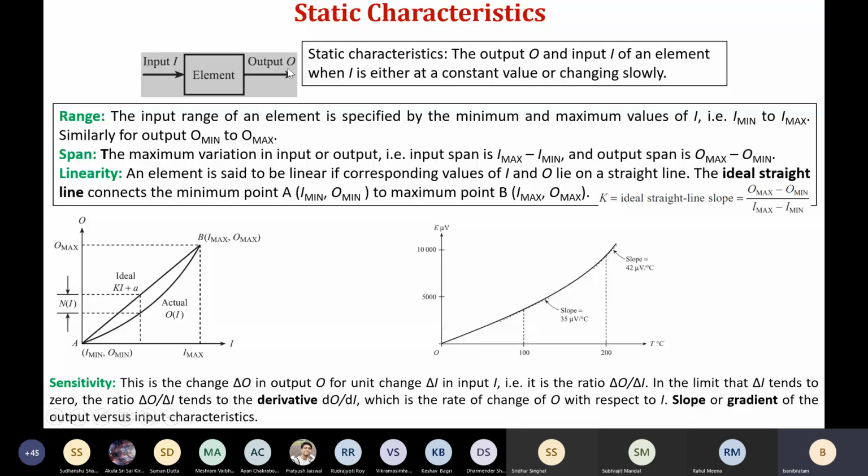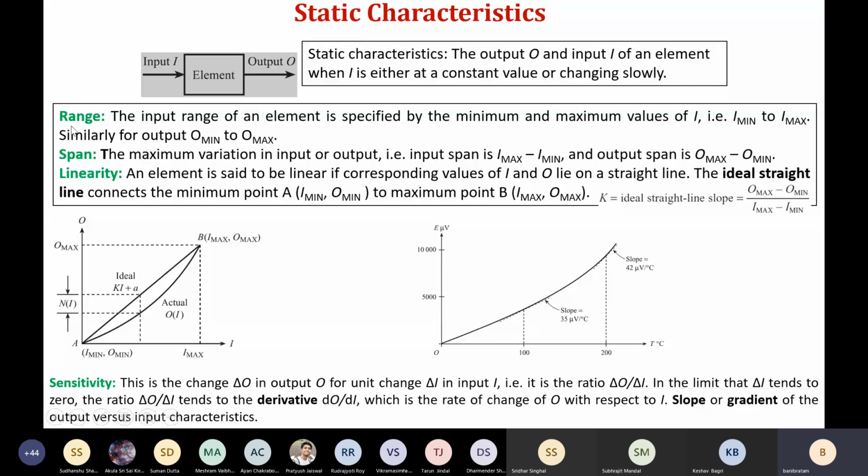So to understand the static characteristics, what do we mean by that? For a particular type of input, we will look into what the output is and under what conditions. The conditions are that the input I is either a constant value or, if it is changing, the change is very slow, right? Under those conditions, whatever features or characteristics we look into come under static characteristics. Let us look at the different types of static characteristics.